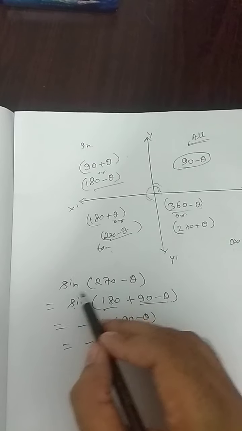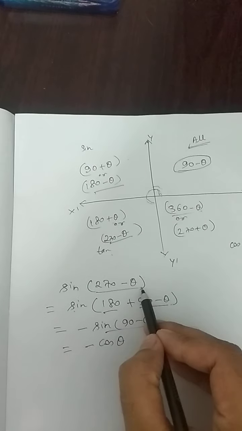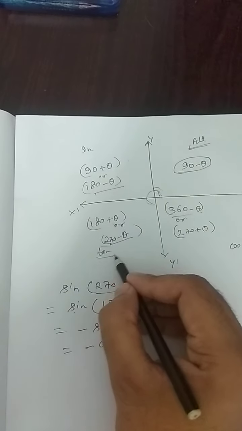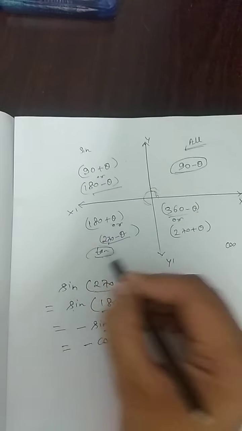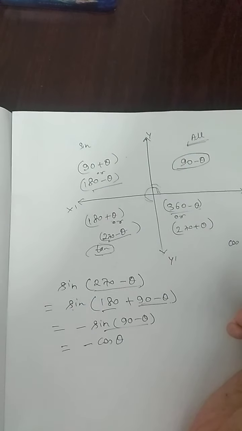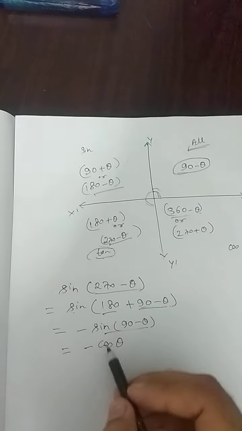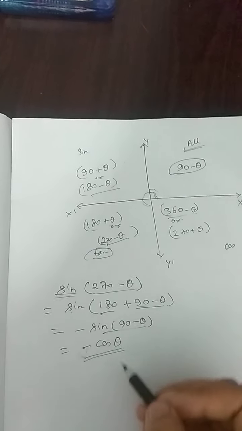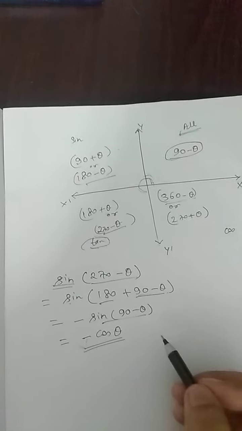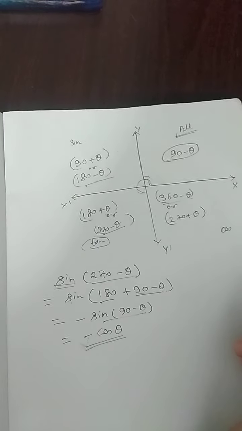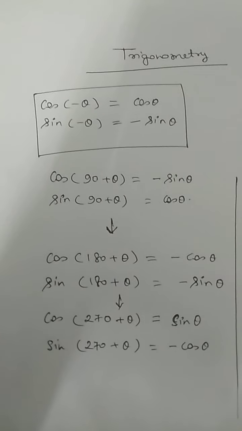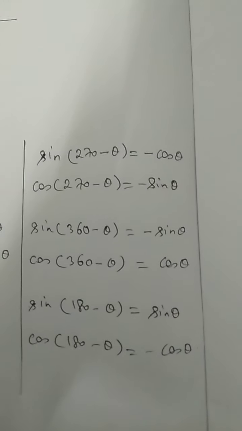And we can observe 270 minus theta is an angle of the third quadrant, and in the third quadrant only tan is positive. Sine and cos will produce negative results, thus we are getting a negative cos for sine. Similarly, we can derive for the rest of the ratios. Thus we are getting these required results.